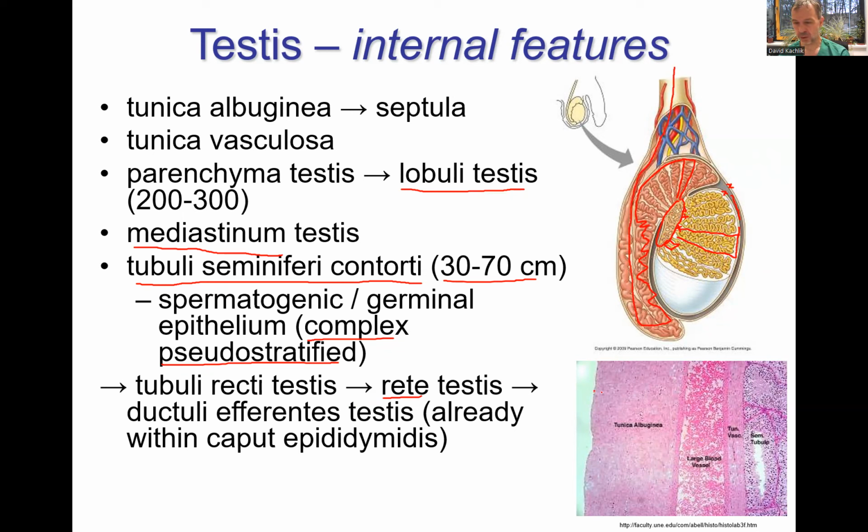So below tunica albuginea, which is, as I said, very thick and is composed of connective tissue and sparse smooth muscle cells, we can find tunica vasculosa. Tunica vasculosa contains capillaries, and from these capillaries, other ones continue into septae between seminiferous tubules.